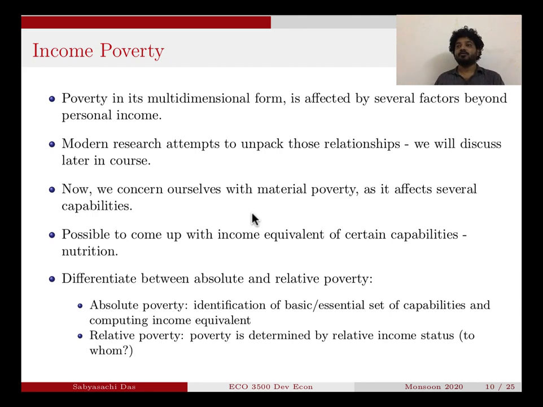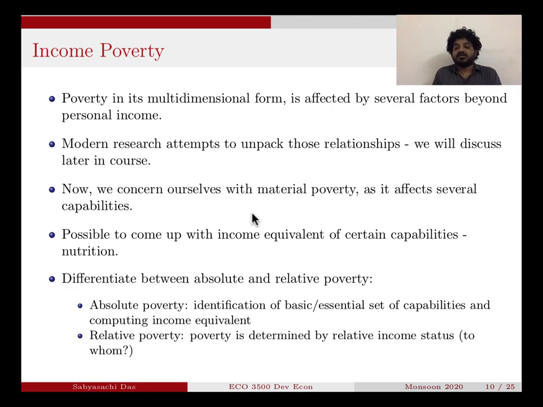You may not be able to pay for higher education, so your capacity or capability to get educated and knowledgeable will get affected. So income definitely has implications for capability deprivation and hence consequently on poverty.